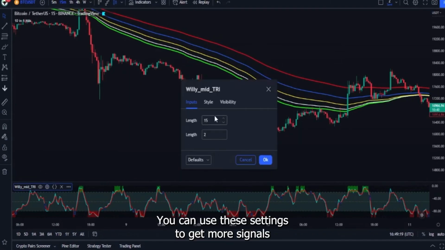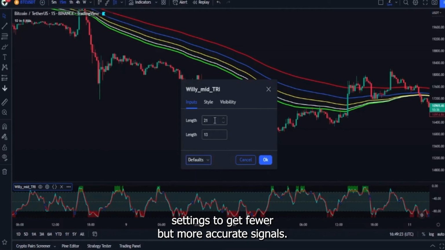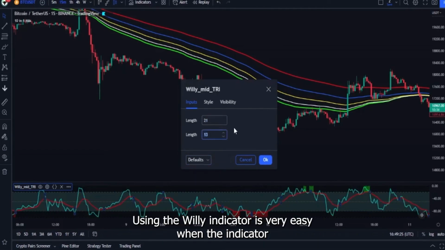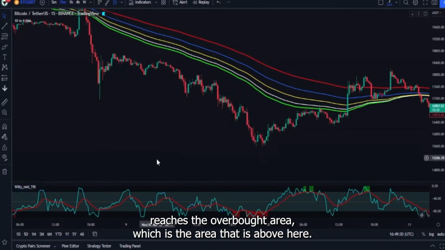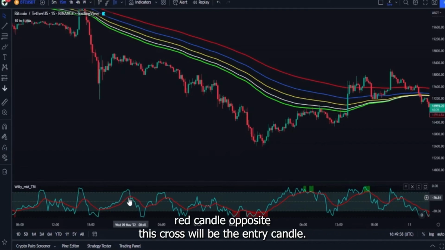You can use these settings to get more signals, and you can also go back to the default settings to get fewer but more accurate signals. Using the Willy indicator is very easy. When the indicator reaches the overbought area, which is the area that is above here, we wait until it goes down and crosses the red average line. Then the red candle opposite this cross will be the entry candle.